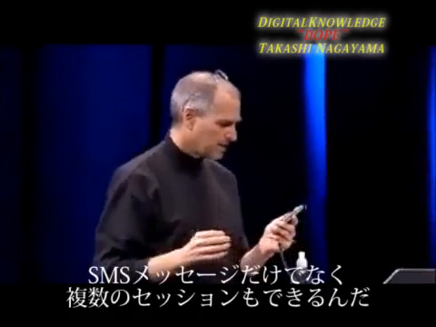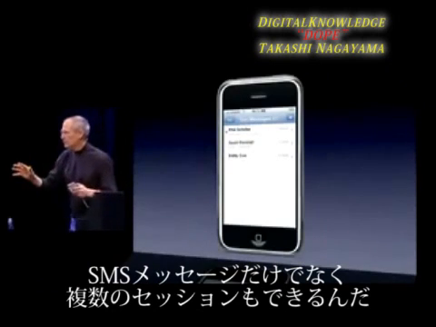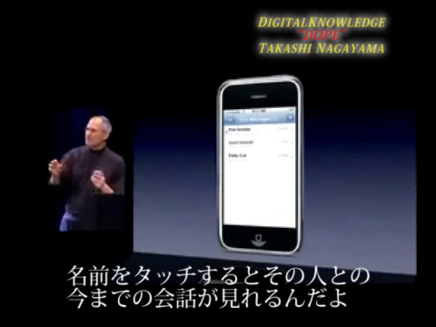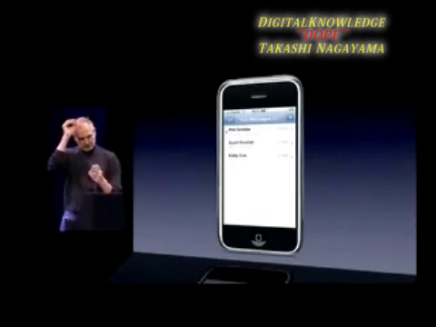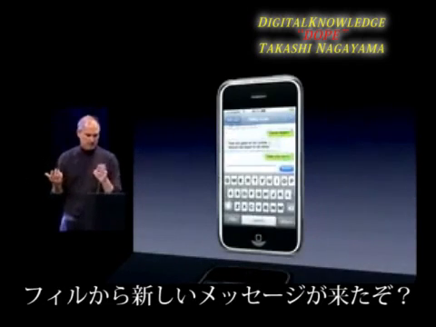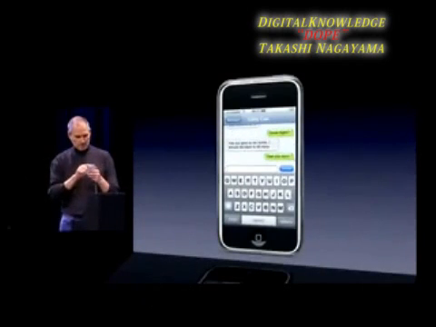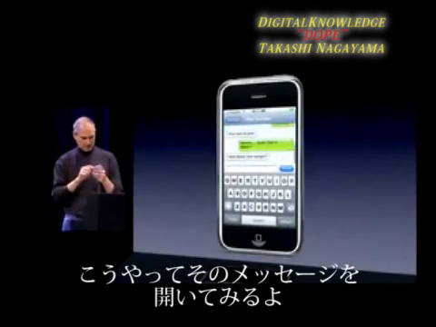And I not only have SMS texting, but I have multiple sessions. So I can be carrying on conversations with people, and every time I get a new message from them, I'll be alerted to that, and I can go check it out. So as an example here, I've got Eddie Q, and I've been carrying on a conversation with Eddie, and I just tap this, and here's the conversation I've been carrying on right here, right? And if there's a new message, it'll tell me. So there's a new message from Phil, and let's see, the conversation was what?